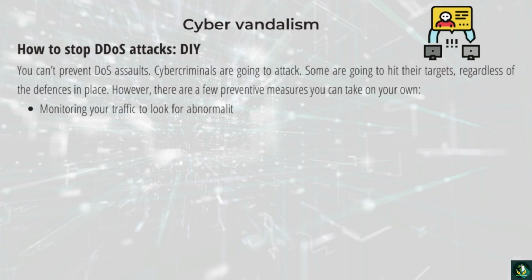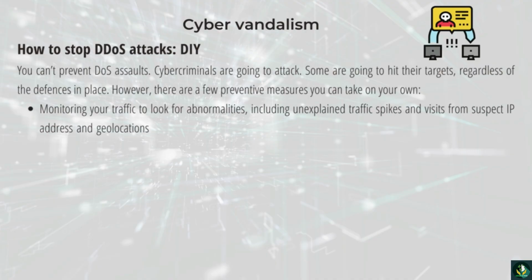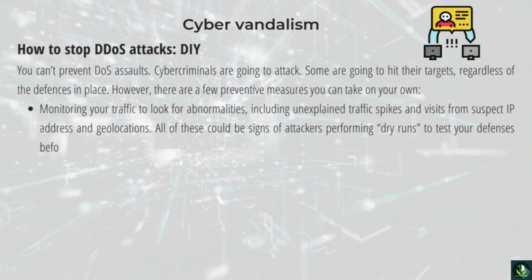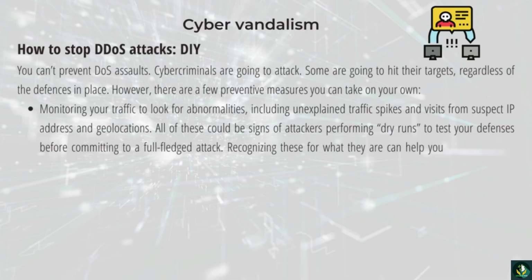Monitoring your traffic to look for abnormalities, including unexplained traffic spikes and visits from suspect IP addresses and geolocations. All of these could be signs of attackers performing dry runs to test your defenses before committing to a full-fledged attack. Recognizing these for what they are can help you prepare for the onslaught to follow.